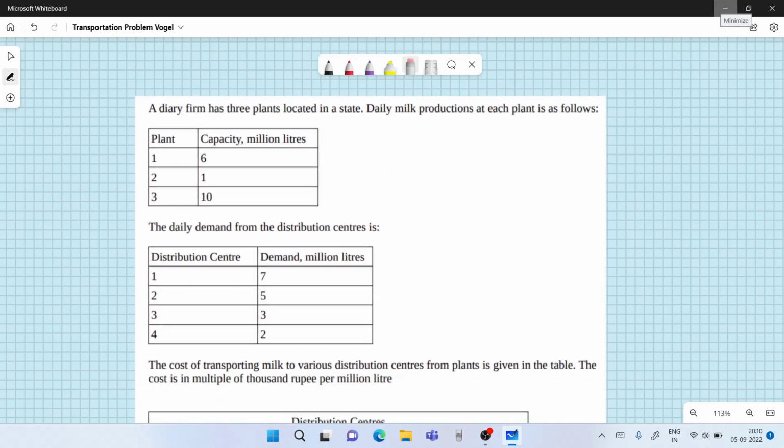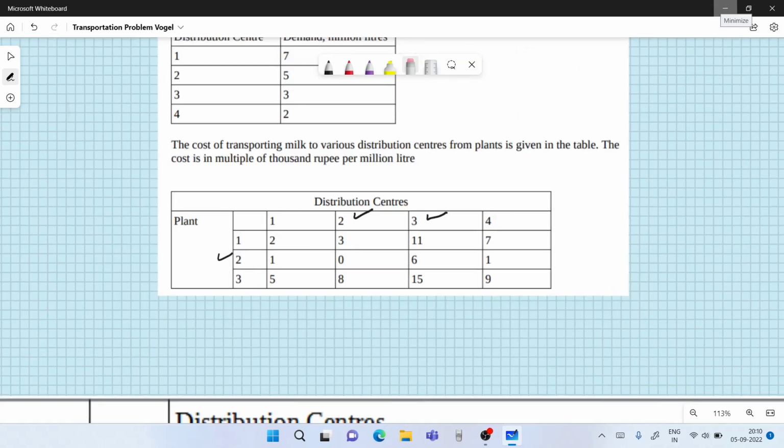A dairy farm has 3 plants located in a state. Daily milk production at each plant is as follows. From plant 1 it is 6, plant 2 the production is 1 million liters, and plant 3 the production is 10 million liters. The demand in the distribution centers is: distribution center number 1 it's 7, distribution center number 2 it's 5, distribution center number 3 it's 3 and distribution center number 4 it's 2.